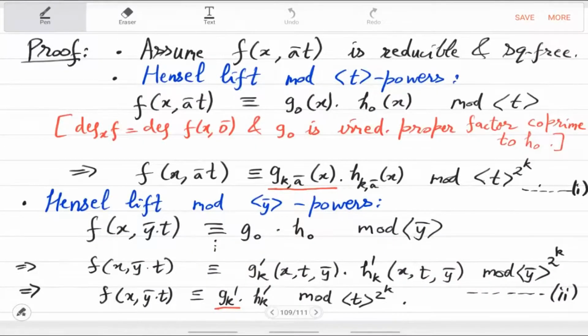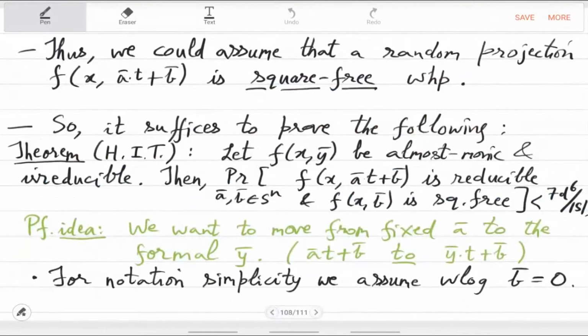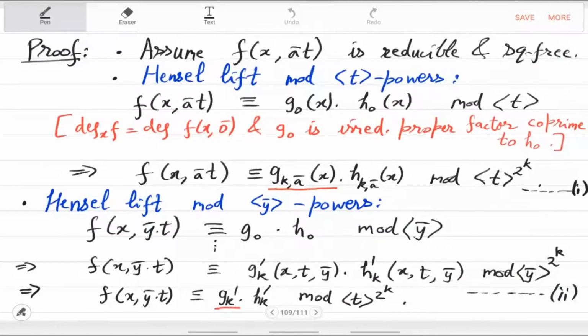So that actually I should add here: reducible and square free, for greater than or equal to that much fraction, for most A bars. Actually, that is our starting assumption. So we'll use this part now, that for most A bar, whatever we have done is actually true.